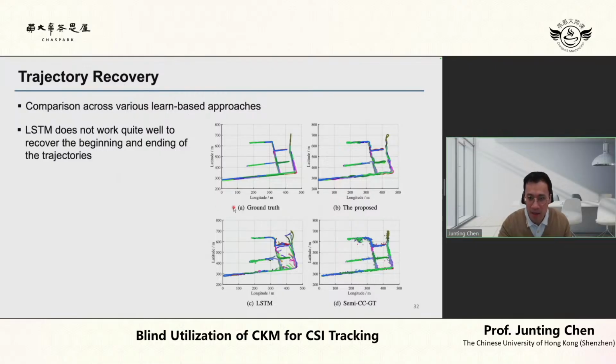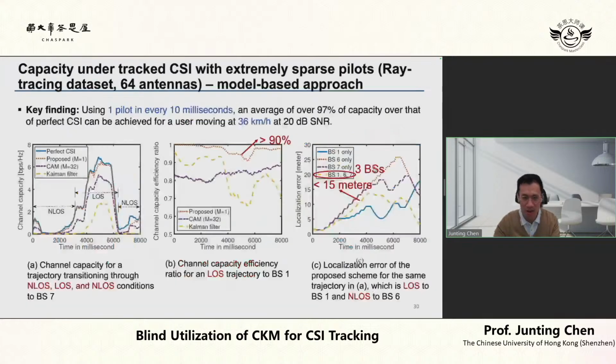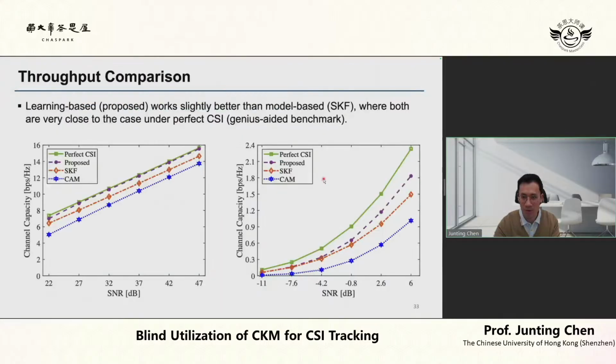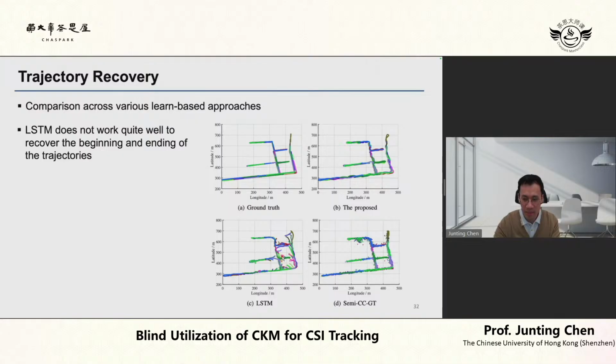Now, for trajectory recovery, we also compare the deep learning approach with LSTM. For LSTM, it can roughly recover the trajectory, but the problem is it does not do well at the beginning and the tail of the trajectory, because the LSTM can only exploit correlation in one direction. Our initial design had similar performance to LSTM, but then we discovered that we need to use a bidirectional RNN to capture the correlation in both directions. Using this trick, we can resolve the issue of the large error at the very beginning and at the tail.